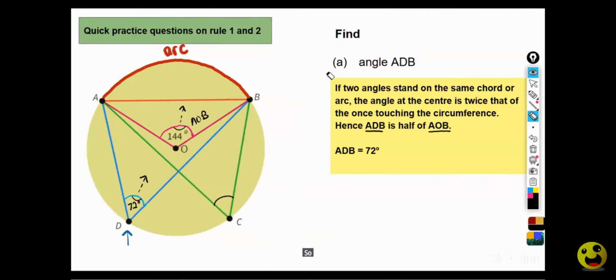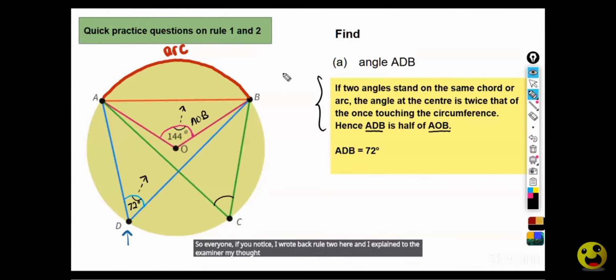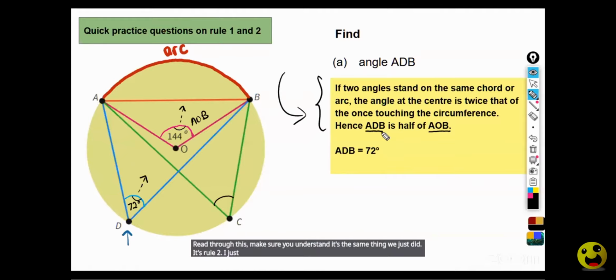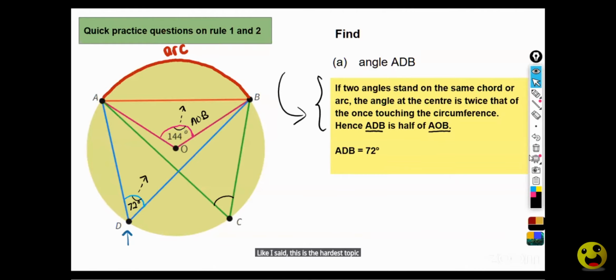So everyone, if you notice, I wrote rule 2 here and I explained to the examiner my thought process. Read through this. Make sure you understand it's the same thing we just did. It's rule 2. I just applied rule 2. But you have to write it out for the examiner. When you finish reading and taking it down, raise your hands. Like I said, this is the hardest topic I think there is in CXC maths, because you have to be able to word things out, reason things out, see patterns. It's not just calculations, it's pattern recognition.